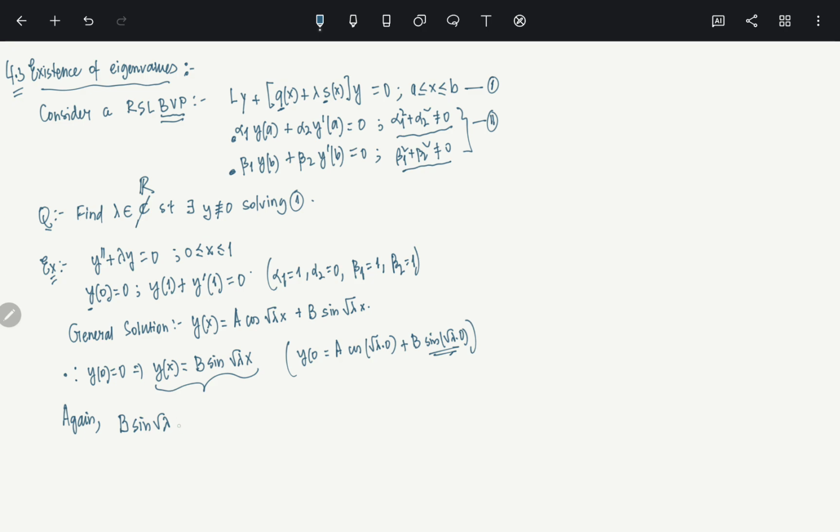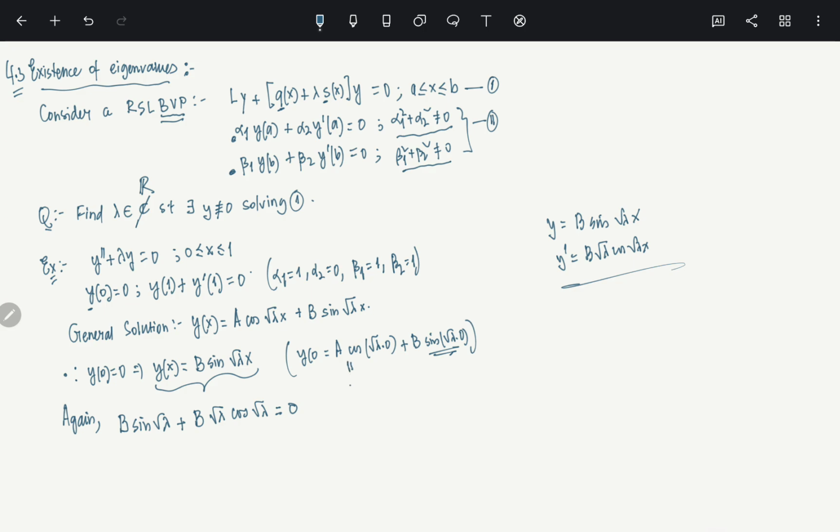plus y prime of 1 is there, right? And y prime of 1 in our case, if you take the derivative, y is b sine root lambda x, so y prime equals b root lambda cosine root lambda x. If we put it here, it will give me b root lambda cosine root lambda, and x is 1, so that is going to be 0. Clear?